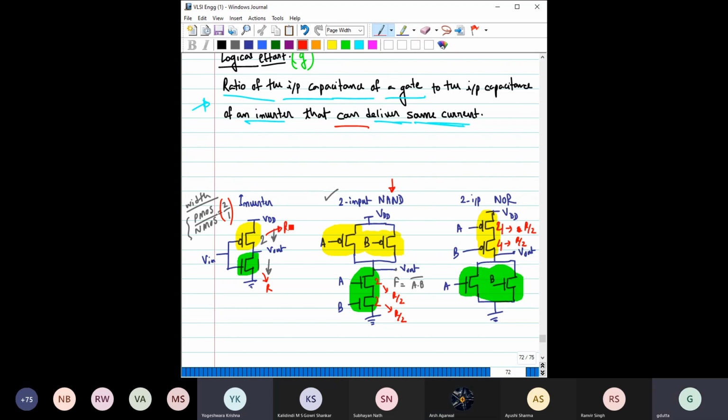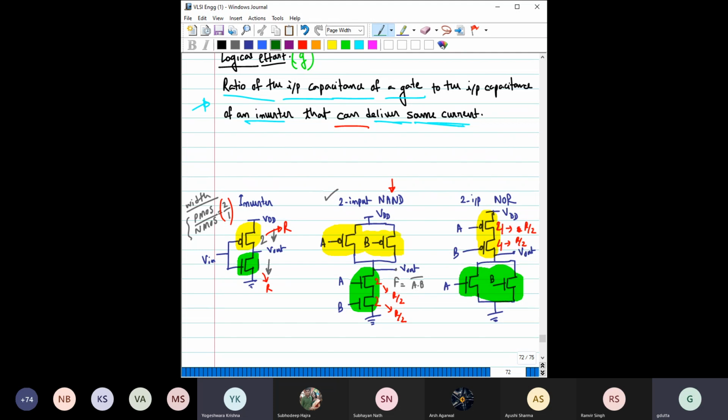Okay, fine. Now, if you consider the pull-up network for this NAND gate, can you comment what should be the width? One, one. Okay, one, because you were thinking if you make it 1 and 1, this resistance becomes 2R, this resistance becomes 2R, and 2R in parallel becomes R.